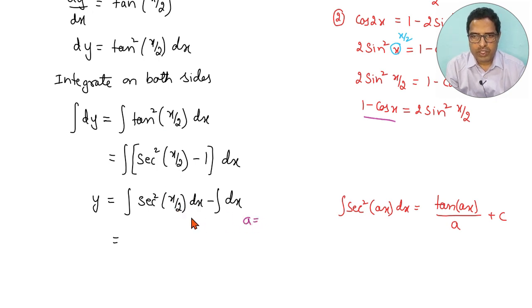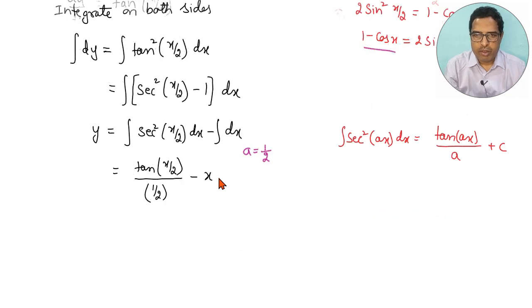Coefficient of x is 1 by 2. So a is nothing but 1 by 2. Therefore, if you use the formula, it is tan of ax, that is tan of x by 2, whole divided by a. The value of a is 1 by 2, minus the integral of dx, which will be x plus the constant of integration c. So let us try to simplify this one.